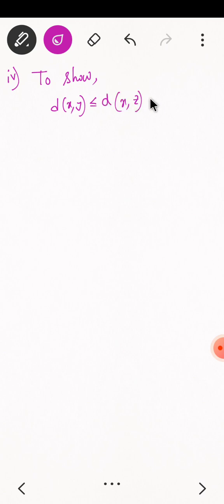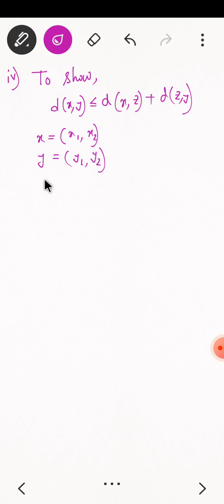Now we show the fourth condition, that is triangle inequality. To show d of xy is less than or equal to d of xz plus d of zy, where x equal to (x1, x2), y equal to (y1, y2), z equal to (z1, z2) are elements of R2.